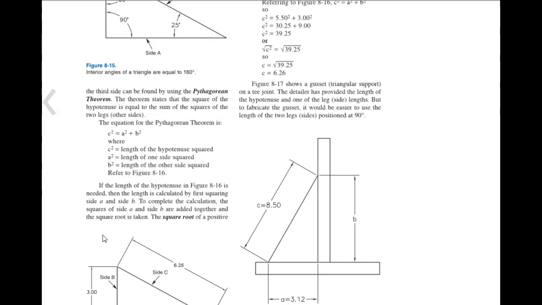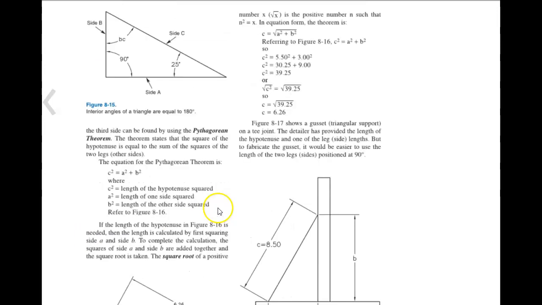Referring to figure 8-16, c squared equals 5.5 squared plus 3 squared. C squared equals 30 1/4 plus 9. C squared equals 39.25, so c is the square root of 39.25, which is 6.26.